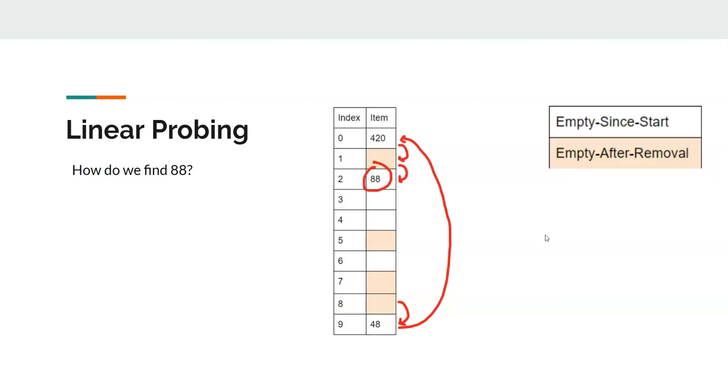Whenever we delete an item from a hash table, we mark the cell as empty after removal. So whenever we're trying to search for an item and we hit an empty cell, if it's empty after removal, that means there was already an item there. So then we can simply keep on searching down and circling back around the hash table until we eventually either hit the item we are looking for or an empty since start cell.